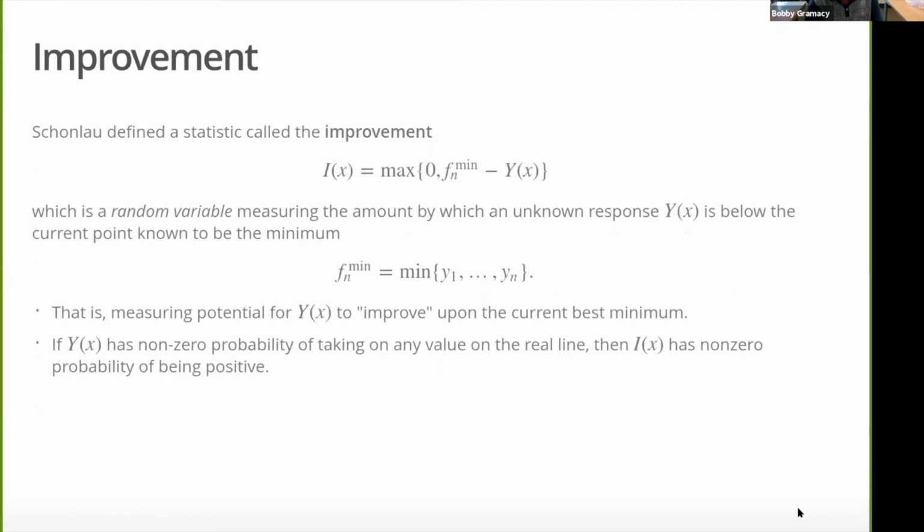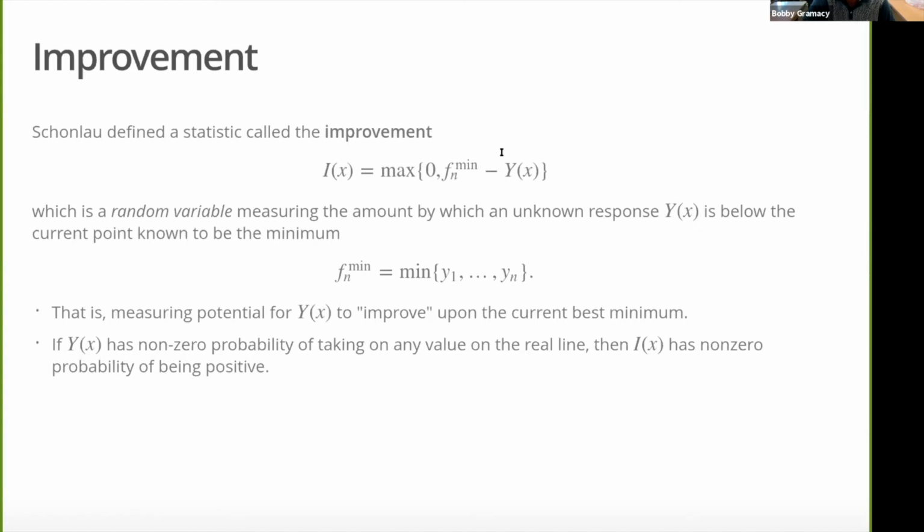Okay, so here's the idea. He developed a statistic, a random variable really, that's called the improvement. So here's the improvement. A location in the input space X represents improvement if its predicted value, so this is what we get from the Gaussian process, is below the current minimum. So if this is what you currently believe the minimum to be, that's the definition down here, the smallest y value you have already. So if you have high mass below that value, then you have improvement.